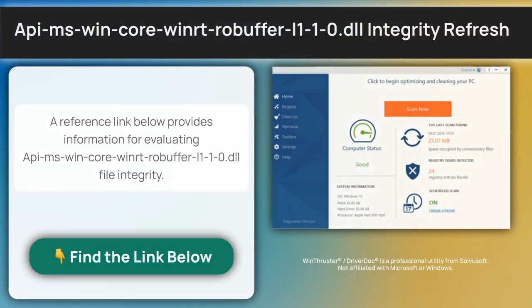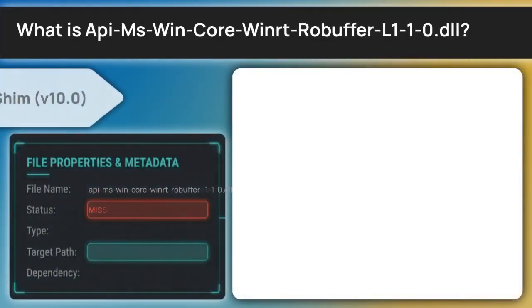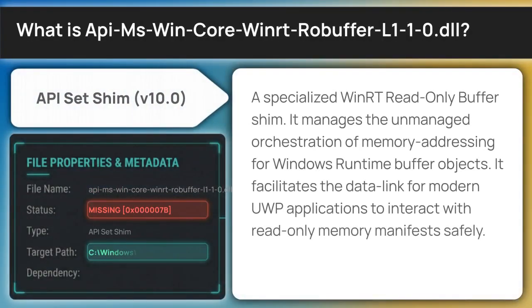This is the WinRT Row Buffer, a specialized WinRT Read-Only Buffer Shim. It manages the unmanaged orchestration of memory addressing for Windows Runtime buffer objects. It facilitates the data link for modern UWP applications to interact with read-only memory manifests safely. Now let's get this fixed up.